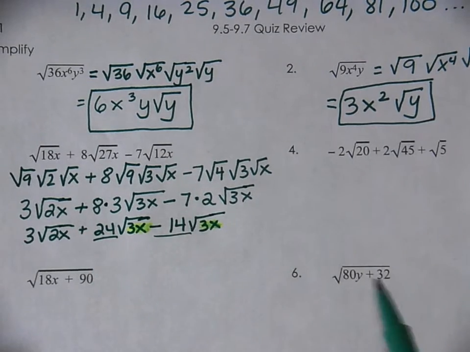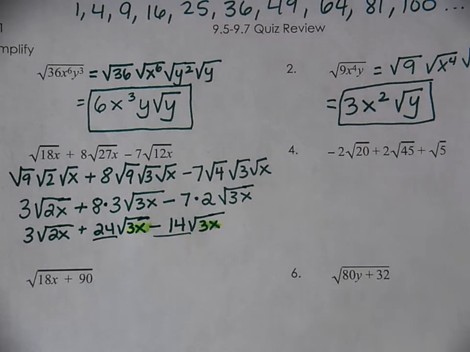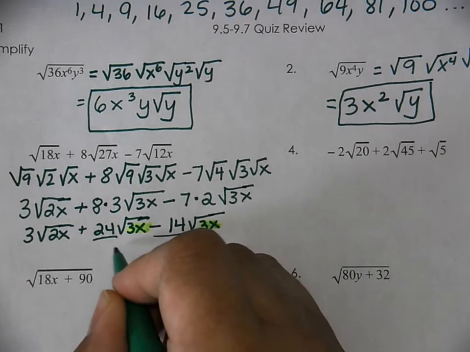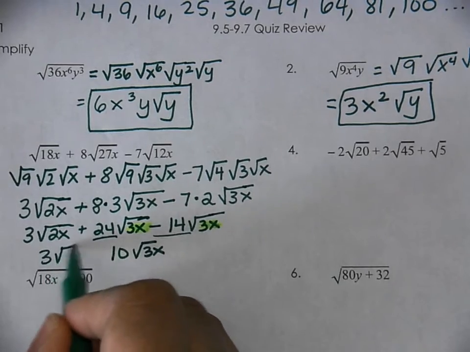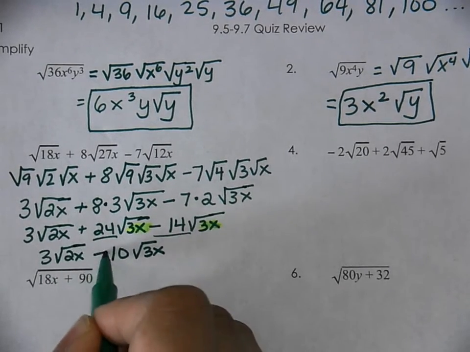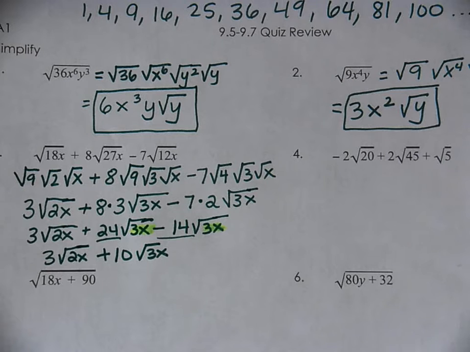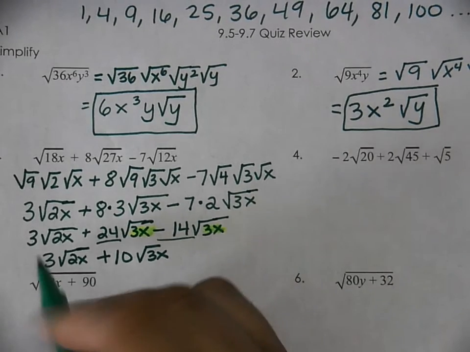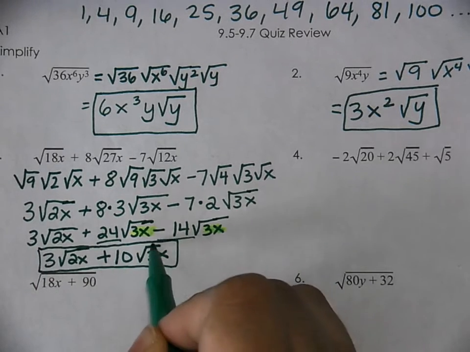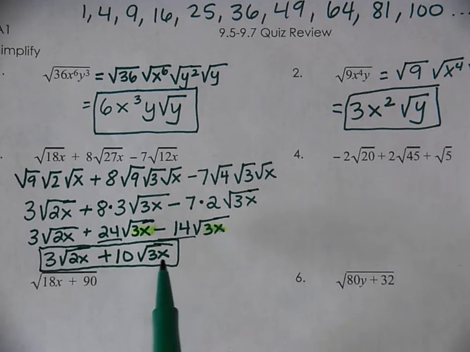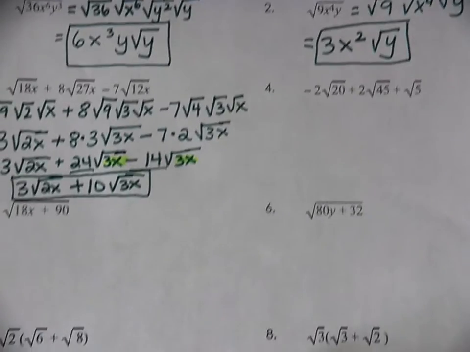24 minus 14 is 10. So we would get 10 root 3x, but then this 3 root 2x is still going to stay there. Just bring it straight down, bring down the plus sign, of course, in between the two terms. That's how we get to our final answer, just like this. Since we could not combine the 2x and the 3x any further, we would leave it just like this.